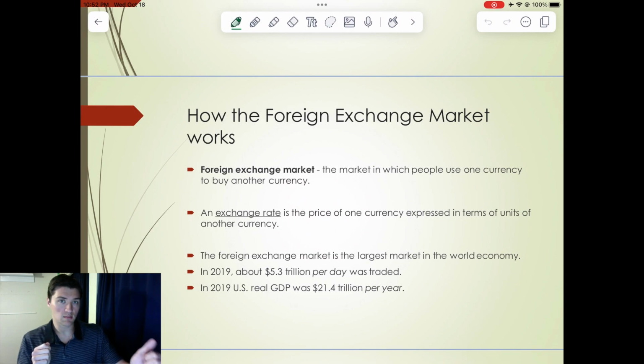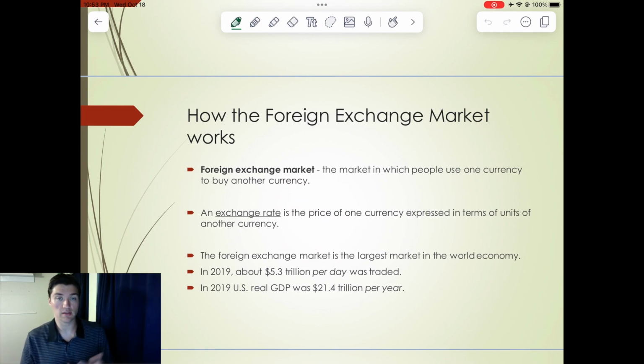Now imagine instead of milk, it's another currency. You take your dollars and you're buying euros. You take your dollars and you're buying pesos, right? You are literally exchanging your currency for another thing. So an exchange rate is the price of one currency expressed in terms of a unit of another currency.